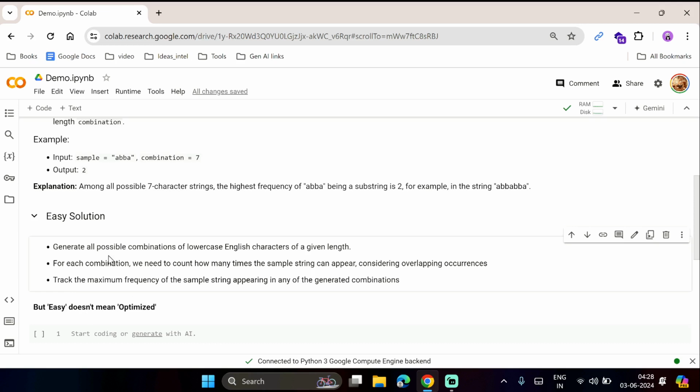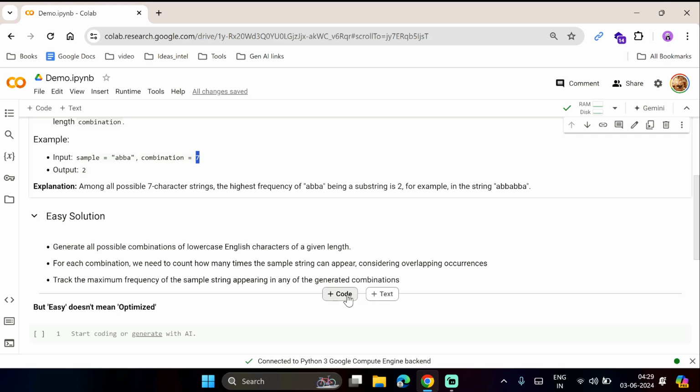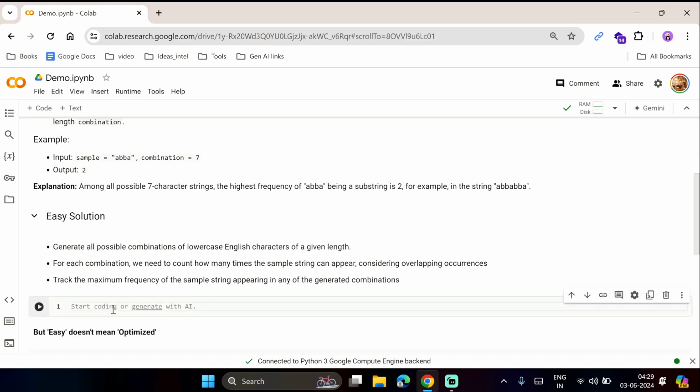The first step where we need to generate all possible combinations, and then for each combination we have to iterate and see how many times the sample string can appear, and we also need to consider overlapping occurrences as well. So now if I just say combination is 7, it's not that I would say large. What's the normal way? So say for example combination equals 2. But even if combination equals 2, for the first letter there are 26. So there are 26 letters in the English alphabet.